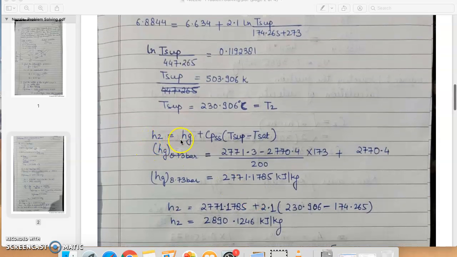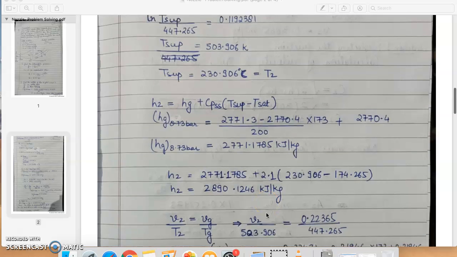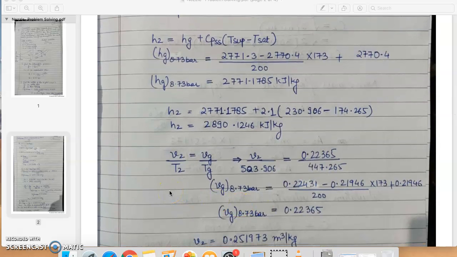Now to find the enthalpy, we will use the formula for the enthalpy of superheated steam, which is Hg plus Cp of superheated steam into T superheated minus T saturated. Then again, to find the Hg at 8.73 bar, we again have to use the interpolation in this similar way and we obtain Hg at 8.73 bar as this one. So now H2 we will calculate by putting the Hg, Cp of superheated steam as 2.1. Temperature of superheat we have already calculated as 230 and T saturated we have already calculated as 174 above. So H2 is obtained to be 2890.1246 kilojoules per kg.